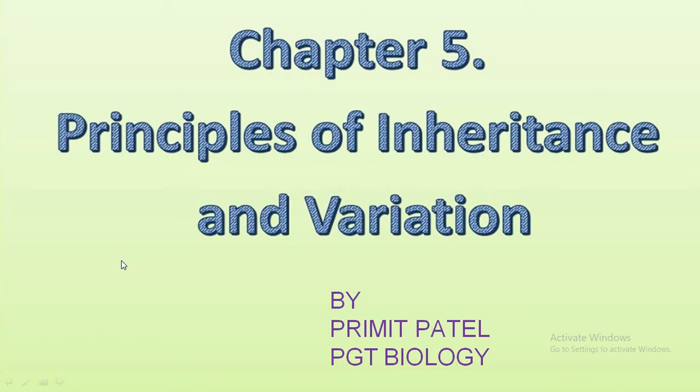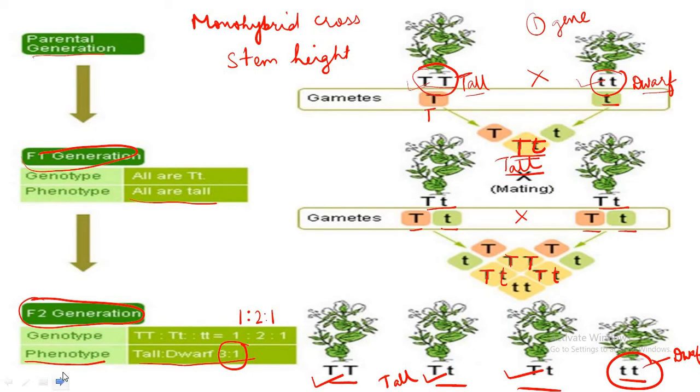From our last video, we have started chapter 5, that is principles of inheritance and variation. Today we will continue the same chapter. In our last video, the last topic which we have studied was monohybrid cross, in which you have studied about how the cross is being done, why it is called monohybrid cross, because only a single character is being selected, about the genotype, about the phenotype, and the genotypic and phenotypic ratios.